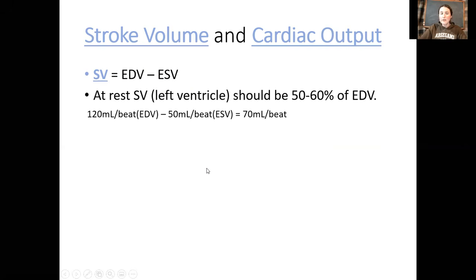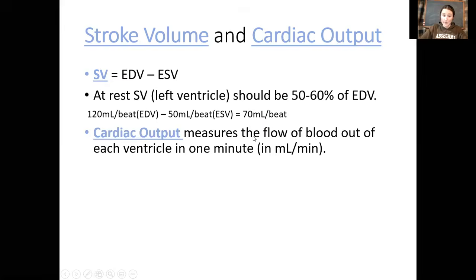Generally at rest, so when you're sitting there on your couch watching this lesson, the stroke volume should be equal to about 50 to 60% of the end diastolic volume. So if the EDV is about 120 milliliters for every single beat, about 50 milliliters is left over after the beat is completed. That means about 70 milliliters was ejected by the left ventricle.